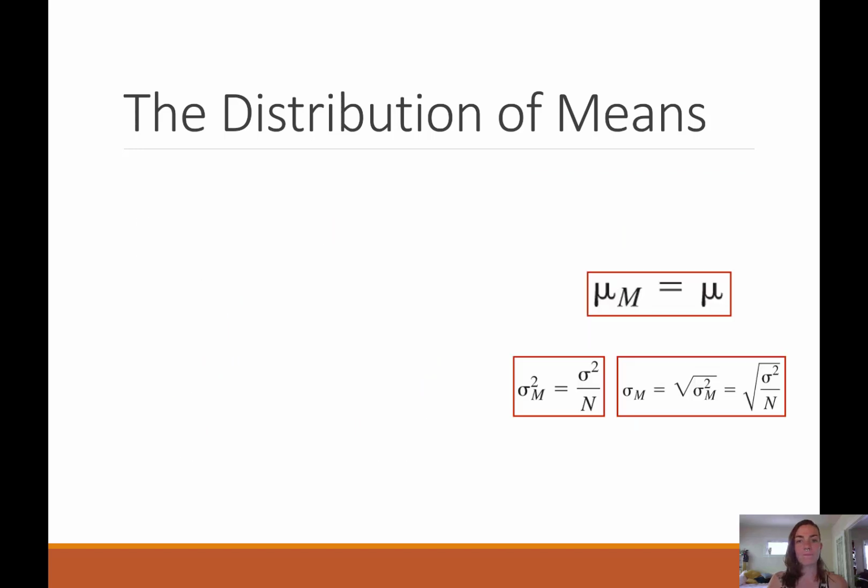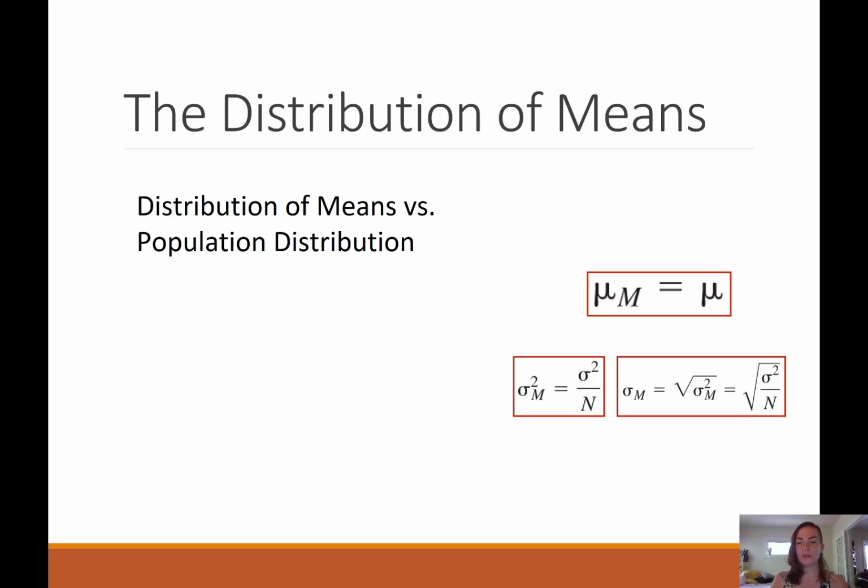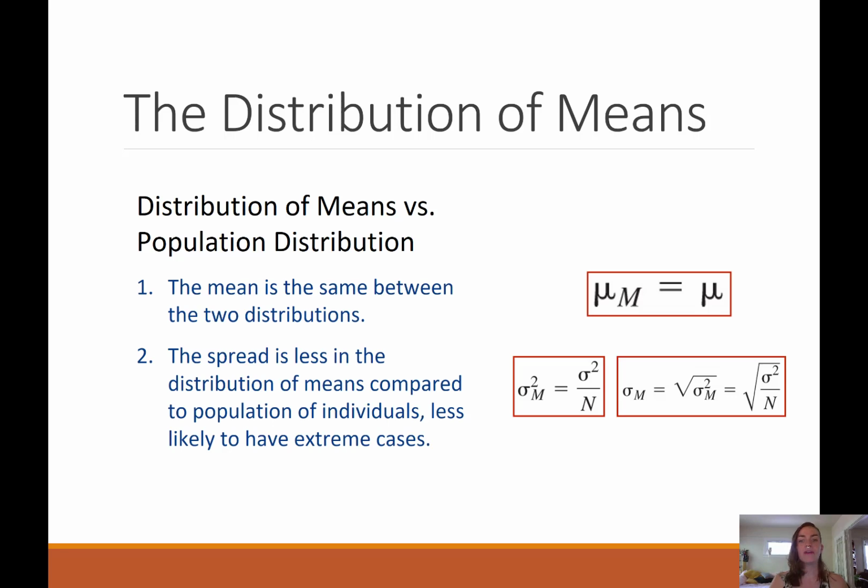Okay, so these rules can be rewritten as you see here, right? So I see mu sub m is equal to mu. And remember the notation, mu sub m is the mean of the distribution of means. Mu is the mean of the population distribution. I also know that sigma squared sub m, or the variance of my distribution of means, that's this, variance of the distribution of means, is equal to the variance of the original population divided by sample size.